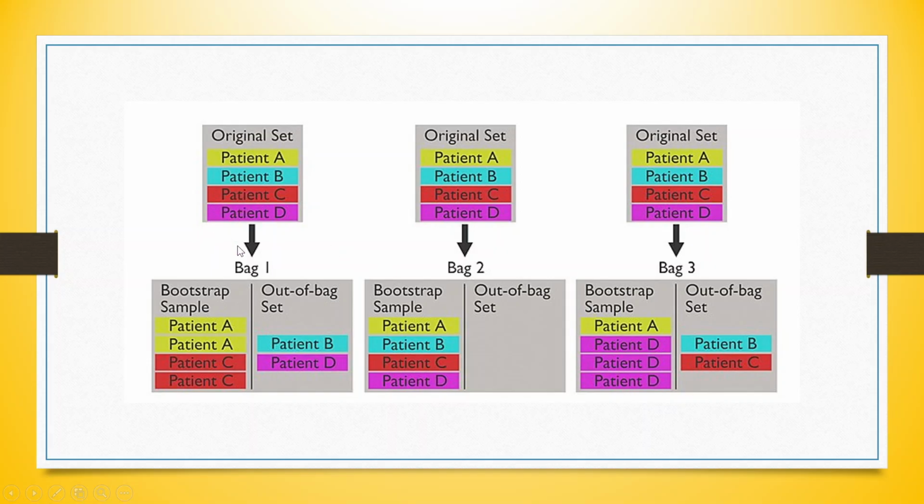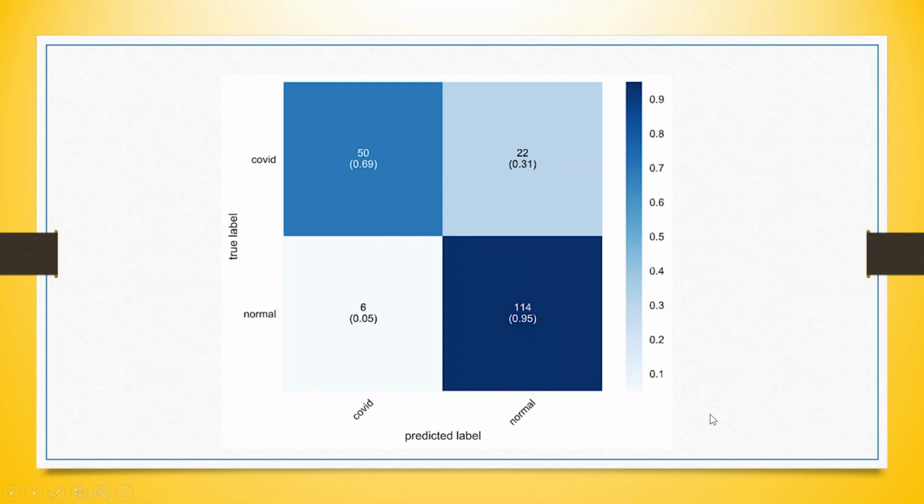When we run the random forest, in bag 1, we have the bootstrap sample patient A and C. As B and D are not there, when we do the prediction of B and D, it is known as out-of-bag prediction. In bag 2, we have considered A, B, C, D. So we don't have anything in out-of-bag. In bag 3, patient A and D are considered. So patient B and C are for out-of-bag prediction.